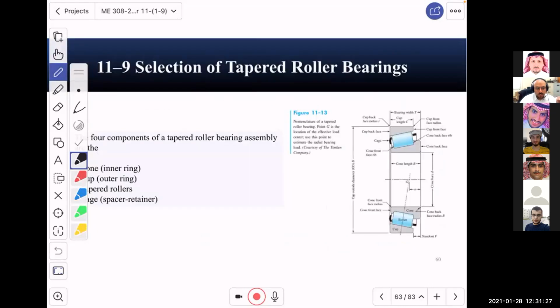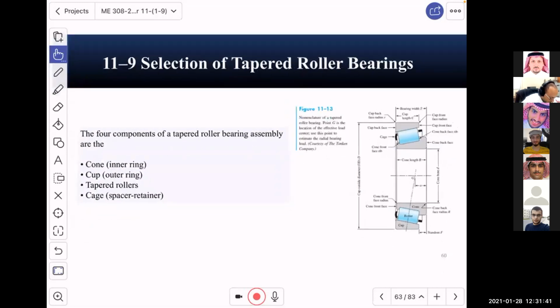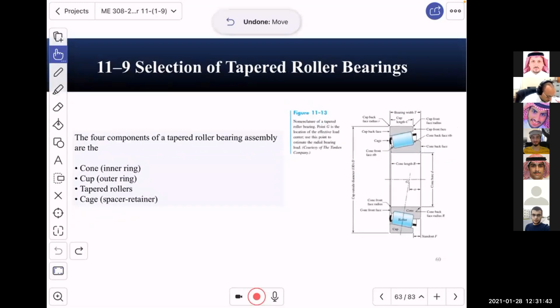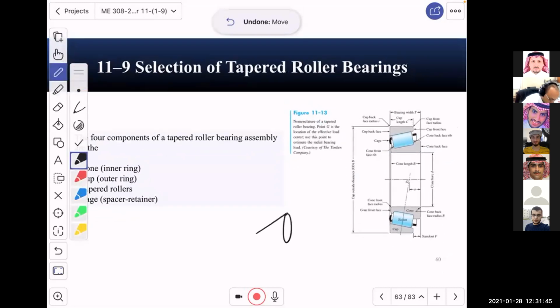All right, now what we want to do is to move on to the next topic, which is the tapered roller bearing. Okay, now clearly, this is tapered. So the bearing is tapered, and there are rollers, and rollers are these. So they are no longer balls.